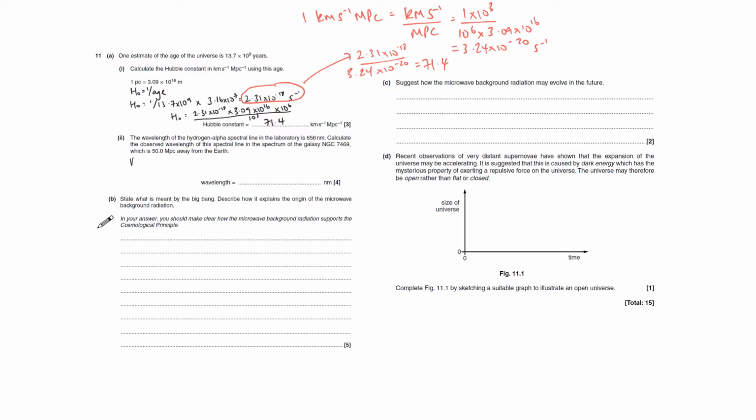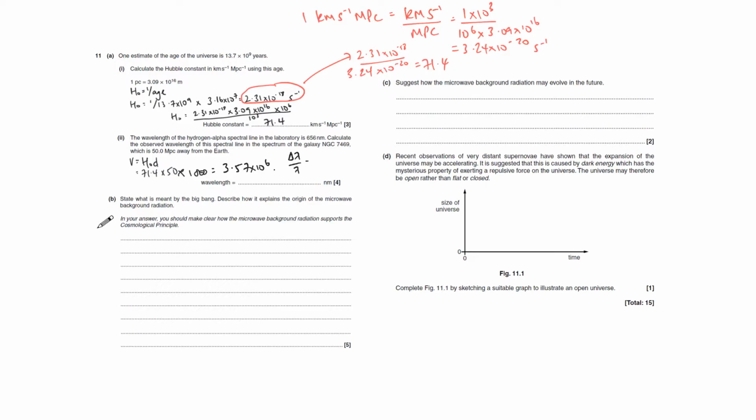For the next bit, the wavelength of the hydrogen alpha spectral line is 656 nanometers. And then we need to calculate the observed wavelength in the spectrum of this galaxy, which is 50 megaparsecs away from Earth. So the next step is to do V equals H0 D, where H0 is our previous answer, 71.4. The distance is 50 megaparsecs away, and the next step is to then multiply this by 1000 because it needs to be in meters per second for velocity. So that comes out as 3.57 times 10 to the power of 6.